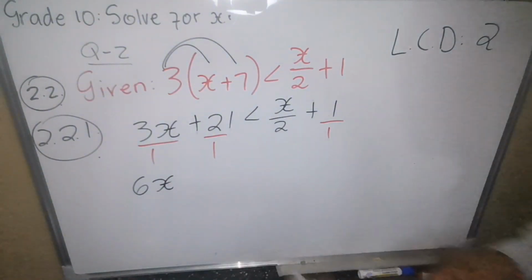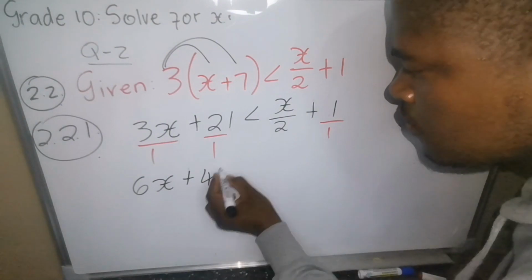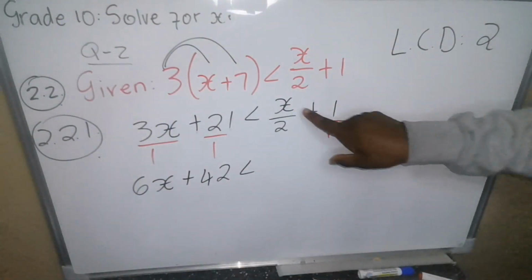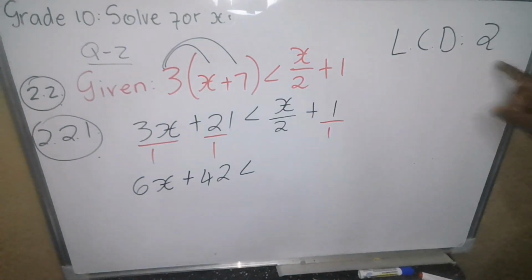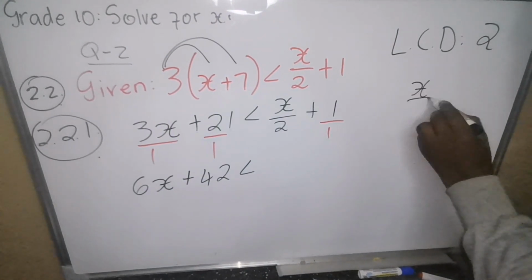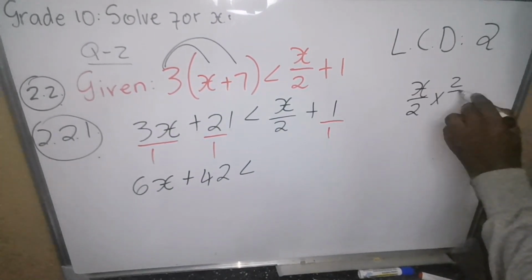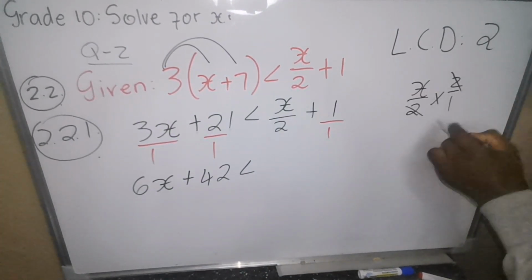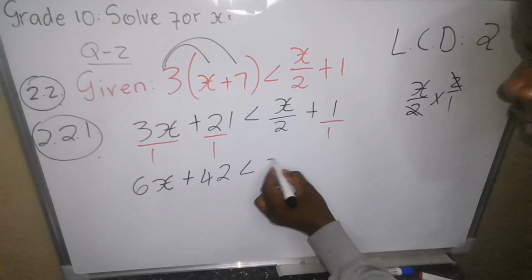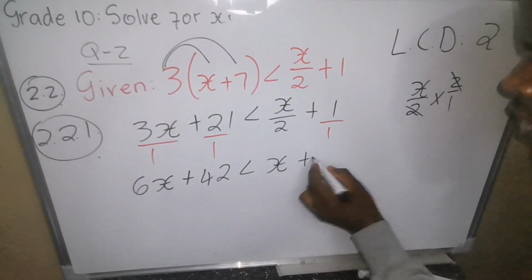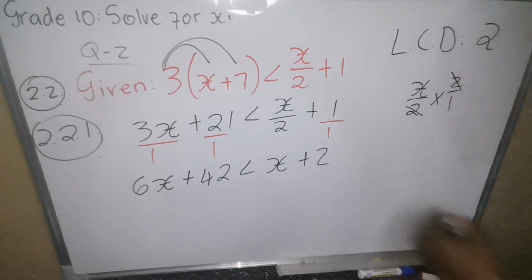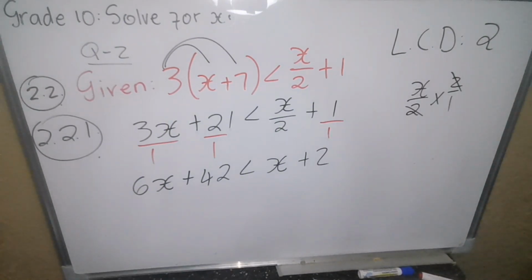2 times 21 is 42. Smaller than. Then x over 2 times 2. And what's over x over 2 multiplied by 2 over 1, these 2 cancel, and we are left with x. So you have x plus 1 times 2 plus 2. This is the answer here.